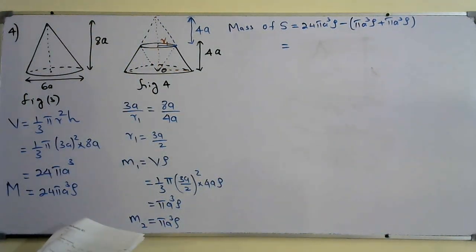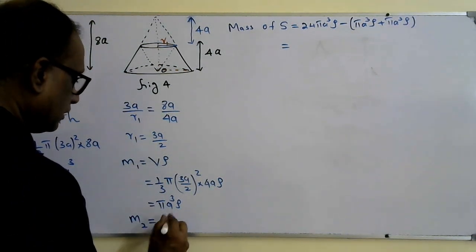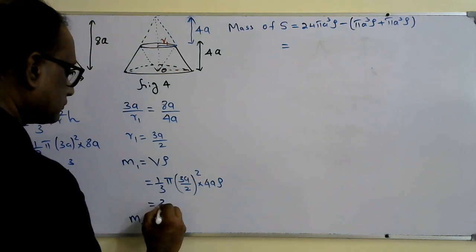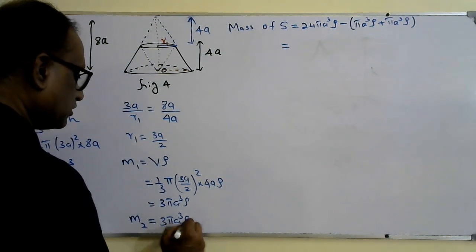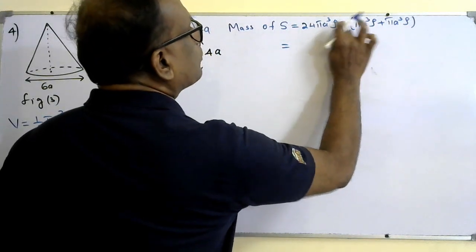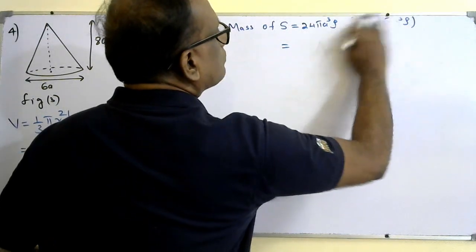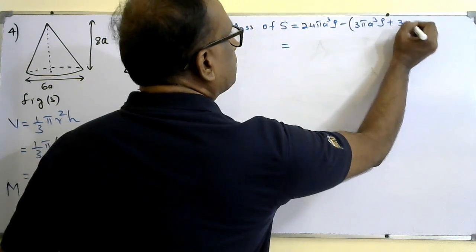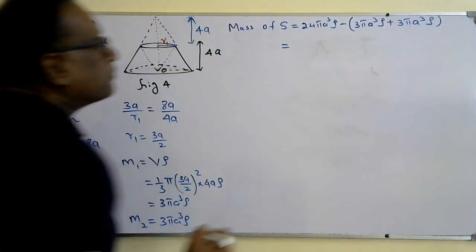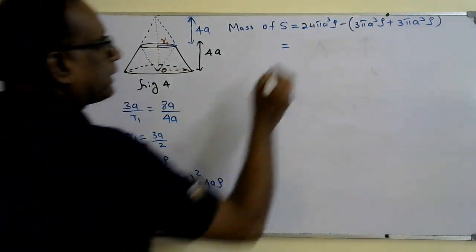Is it correct? 24 pi a cube. Yeah, that will be... okay, that's a small mistake. This is 3 pi a cube rho. 3 pi. So the M2 also 3 pi a cube rho. So there will be 3 pi a cube rho. So minus 3 pi a cube rho plus 3 pi a cube rho. So the mass of S, that will be 18 pi a cube rho.